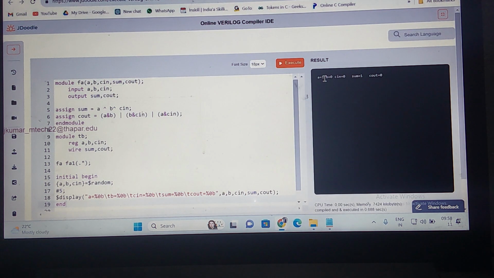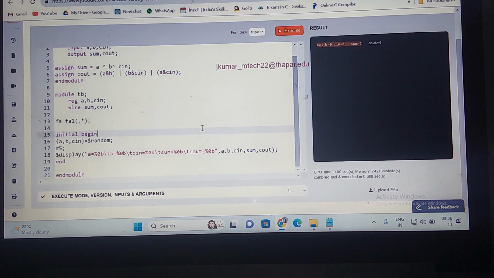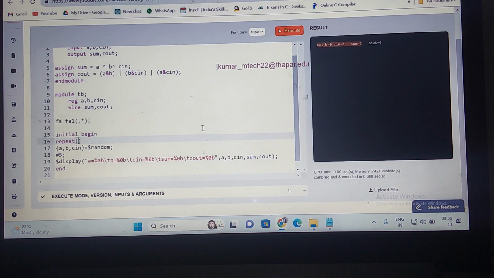Now A is equal to 1, B is equal to 0, C is equal to 1, what is sum? Sum is 1, carry is 0. If you consider this is LSB and this is MSB, so A is 1, 1 plus 0 is 1. Again 1 plus 0 is nothing but sum is 1, carry is equal to 0. Now shall I repeat this part? Repeat this part 5 times, or let me repeat for 8 times.